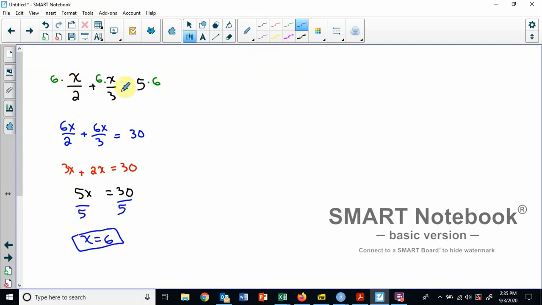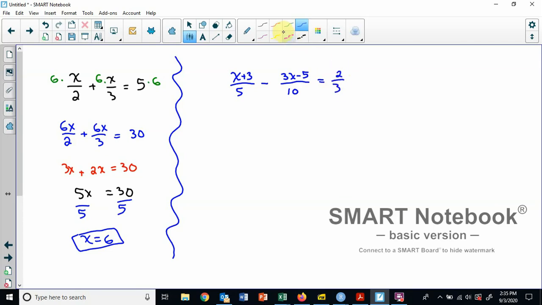If you have a fraction, you can kill them off by just multiplying by a number that both of them will divide evenly into. So let's look at this maybe in a bigger problem. Let's see if I can keep it on the same page here so you can look at that for reference. And let's go to a bigger problem, one like this. x plus 3 over 5 minus 3x minus 5 over 10 equals 2 over 3. So a few things to point out.